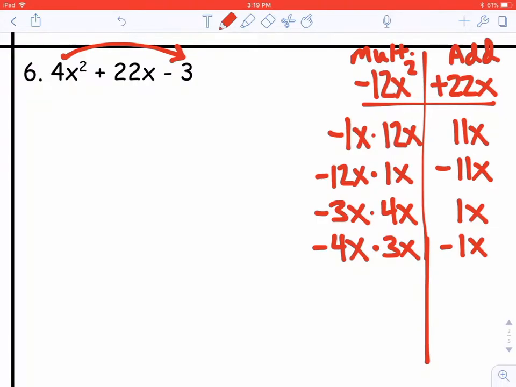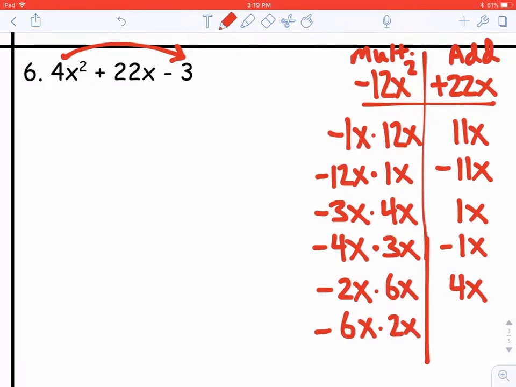So what else could give us negative 12? Let's see. Negative 2x times 6x would add up to be 4x. And if we switch the signs, negative 6x times 2x would add up to be negative 4x. So 1 and 12, 3 and 4, 2 and 6 are all the factors of 12. And none of our combinations of positives or negatives would add up to give us 22x.